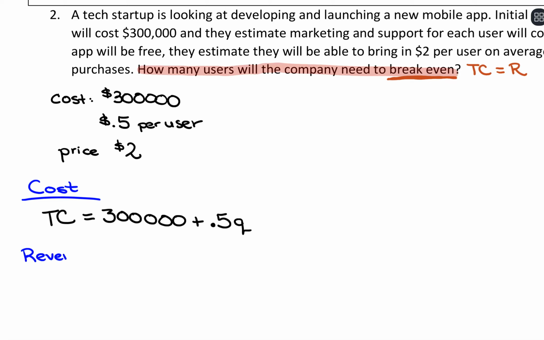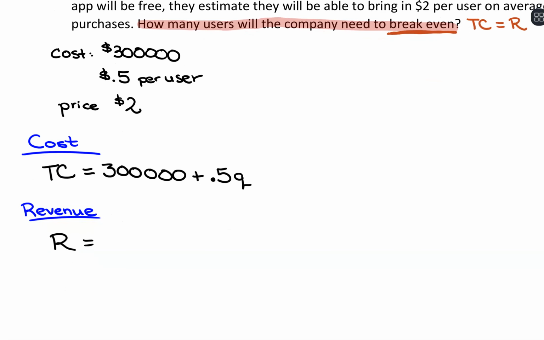Revenue is going to come from taking the price times the quantity. So how much money is being brought in? Well, we should be getting about $2 per user. So we're getting $2 times the quantity, where Q is really the number of users that are getting this app.